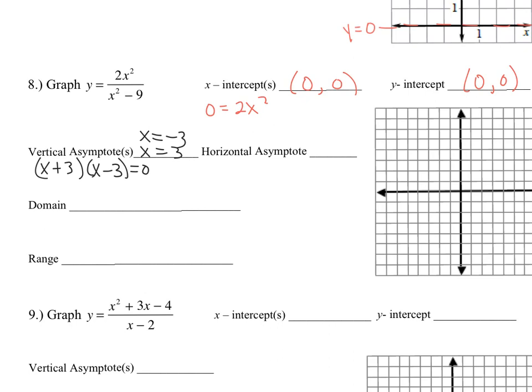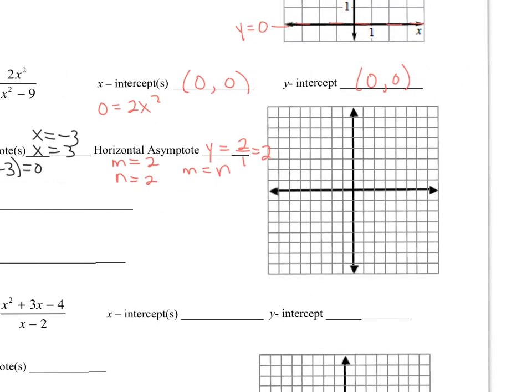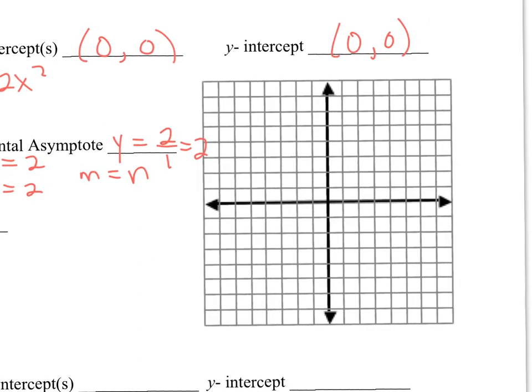And the horizontal asymptote, your m value is 2 and n is 2. So that means that your m is equal to n, so you're just going to take your coefficients and divide them. So your horizontal asymptote would be 2 divided by 1, which is just simply 2. And then again, I worry about domain and range after I plot what I have. So we have two asymptotes, negative 3 and 3.